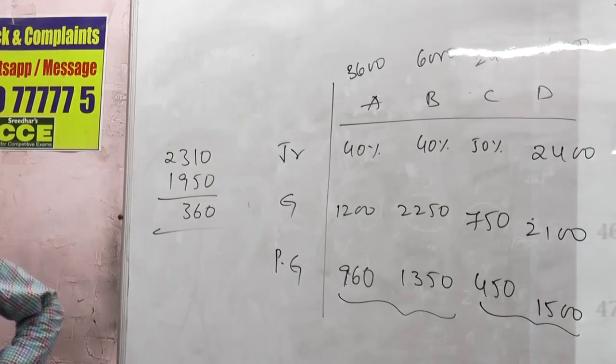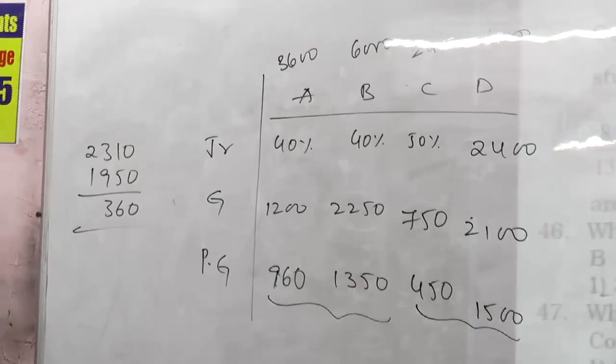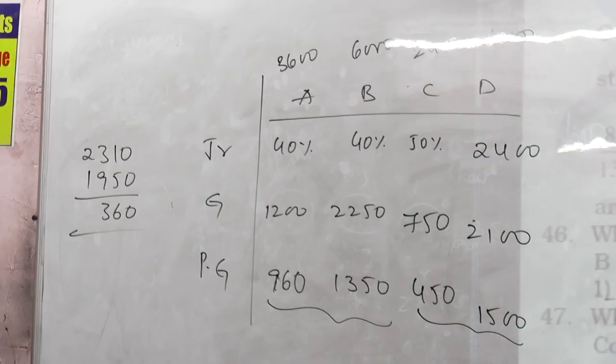Now you have complete data. Now whatever you want you can do. 47. What is the respective ratio between total graduates from college A and total number of postgraduates in college B?